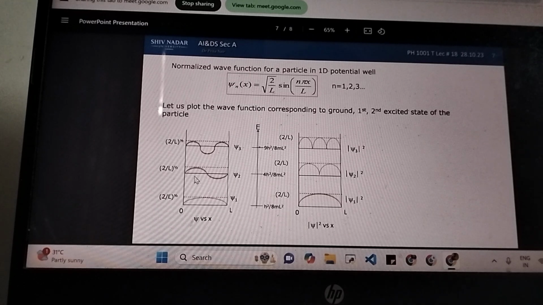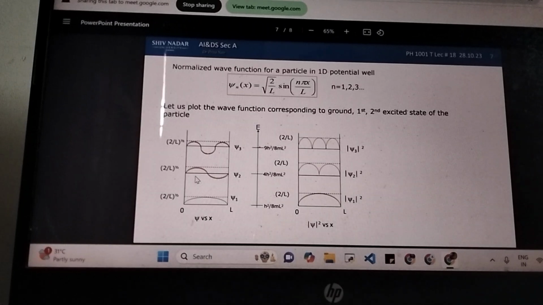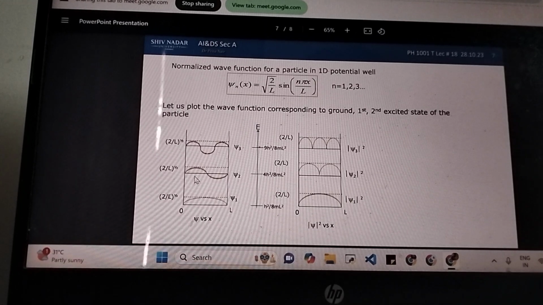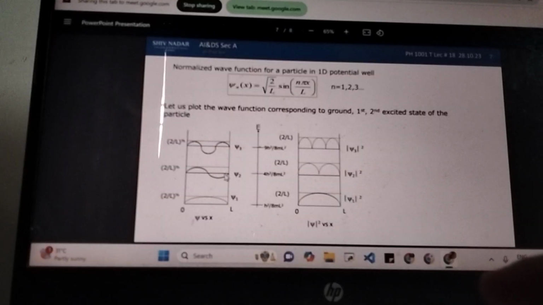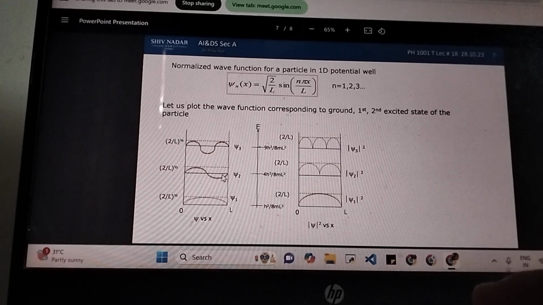The square of the wave function gives you the probability of finding a particle at a specific location, but the wave function as such does not have any meaning. So this graph does not really make any sense. This is for n equals 1, this is for n equals 2, this is for n equals 3. Now, this is just a graph of psi of x versus x.